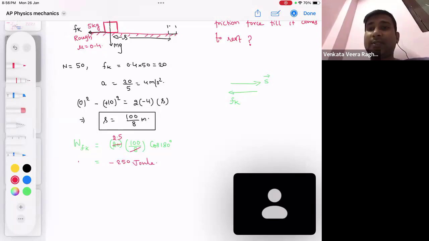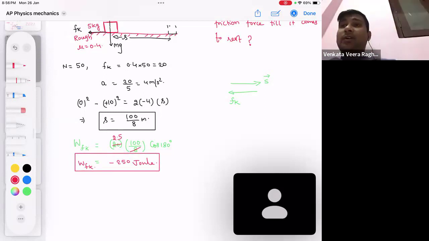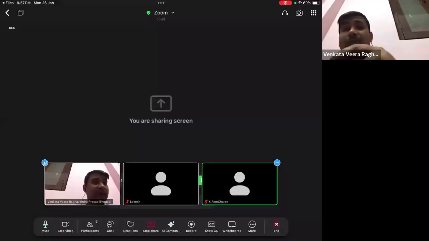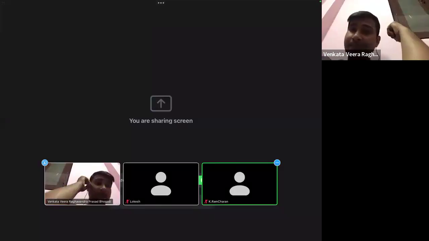So what is the work done by kinetic friction in this question? Minus 250 joule. You could have avoided all this calculation and directly used the work energy theorem to get the same answer of minus 250 joule as the work done by kinetic friction. But please tell me, do you understand the definition of work done? How do we calculate it? Sometimes we have to calculate the force, calculate the displacement, then take the dot product to get the total work done. So please tell me, understood what we discussed today?